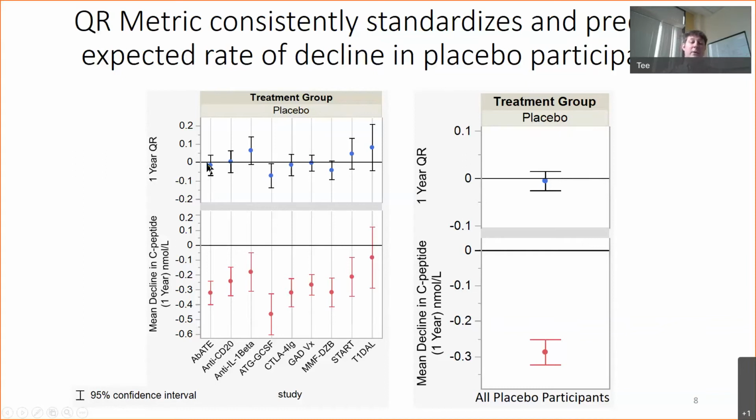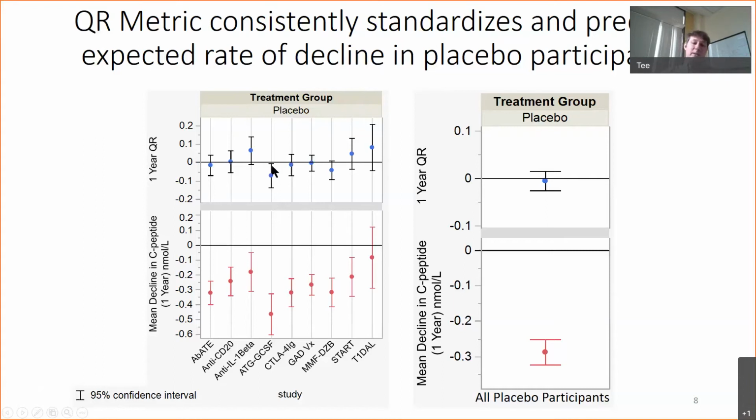In other words, if your QR metric is 0, you have behaved exactly as expected. And so what we see is that on average, these trials do behave as expected around 0. Almost all the confidence intervals overlap with 0, except for one case here for ATG.